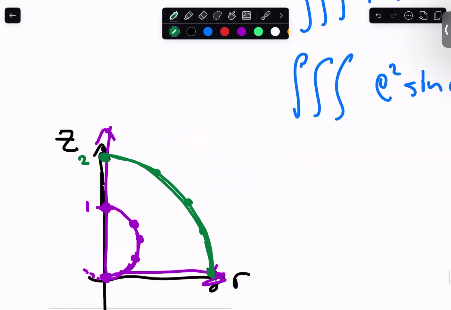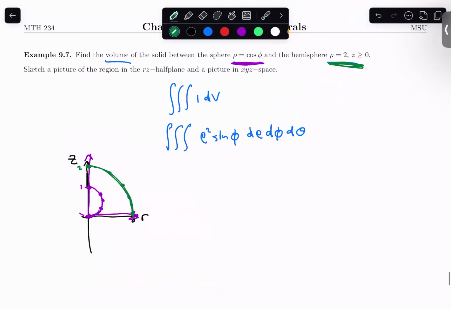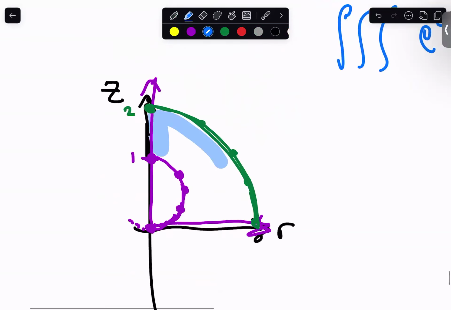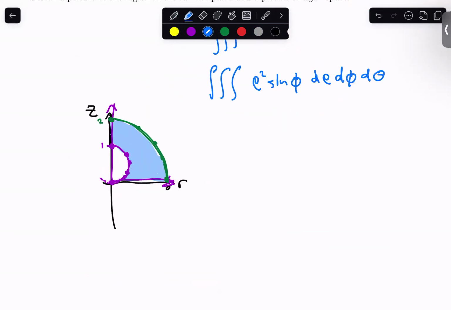Now this one had to explicitly say that z should be greater than or equal to 0. So that's why I stopped there. So the region that's bounded between these two is going to be something like this. Now this has also asked us to take this and get a picture in the XYZ space. So why don't we do that really quick before starting to talk about our bounds.